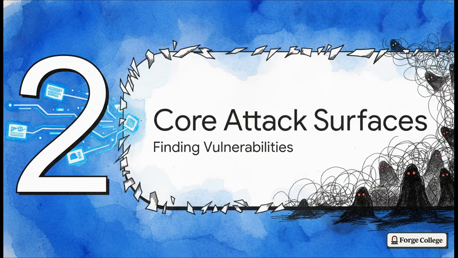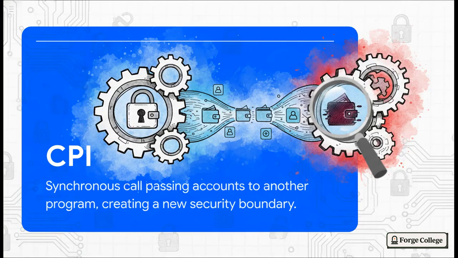Moving on to Section 2, Core SVM Attack Surfaces. Let's look at exactly where these vulnerabilities hide when accounts cross program borders. And that brings us to our most critical definition, the cross-program invocation, or CPI for short. A CPI is a synchronous call where your program passes a discrete list of account references over to another program. You literally have to treat CPIs as a first-class attack surface.